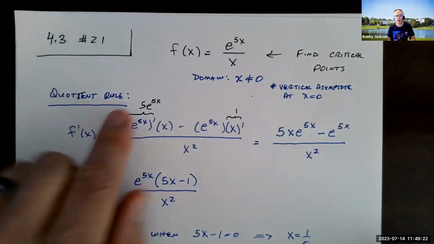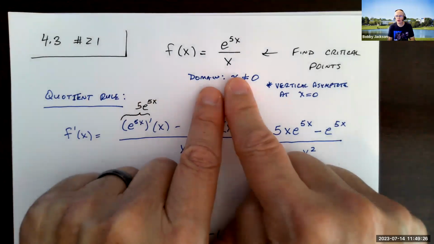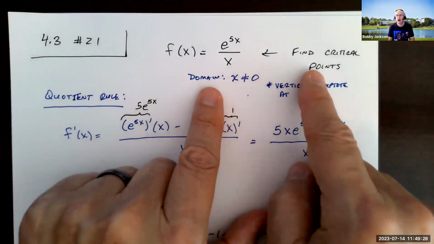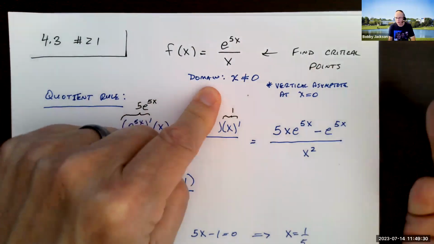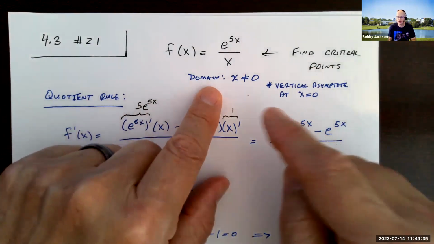Okay, everyone, we're going to look at number 21 in section 4.3. We have this function here that we're going to find the critical points for, and then, of course, do the first derivative test, check for local maximums, and find the intervals where it's increasing, decreasing.